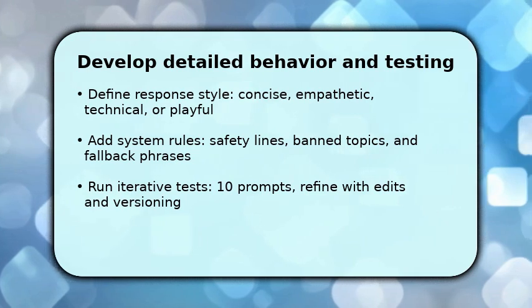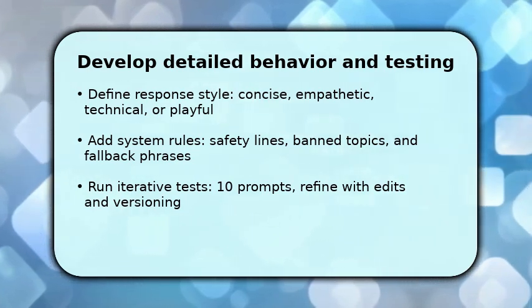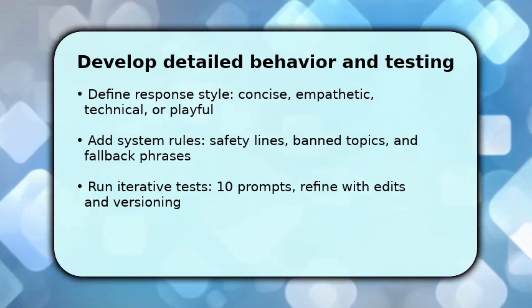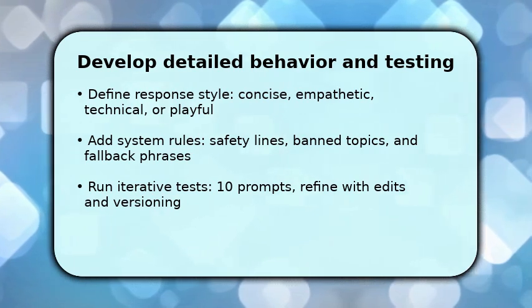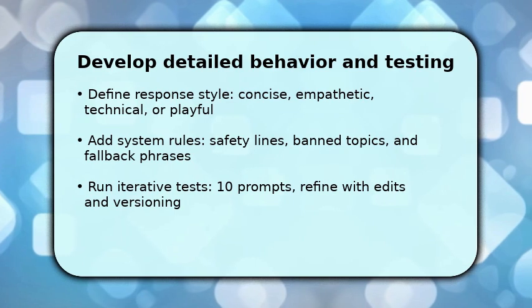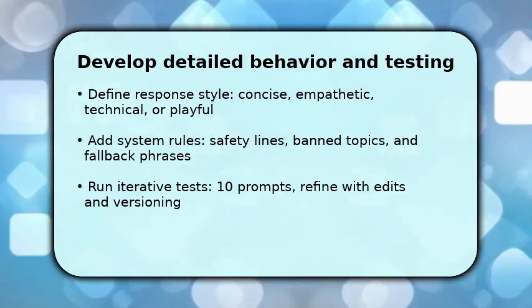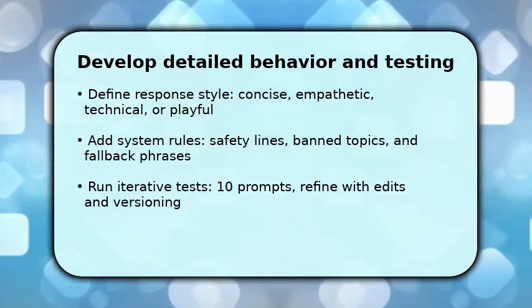Then run iterative tests using 10 varied prompts. Observe failures, edit the bio or rules, and save versions so you can revert. While testing, vary context complexity, and note where the persona hallucinated or dropped the task so you can tighten instructions.